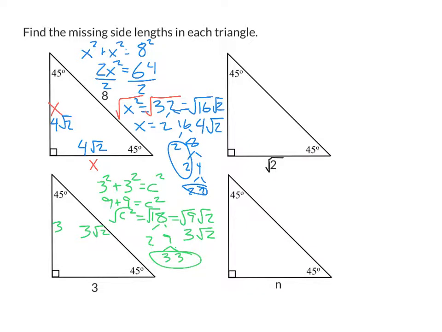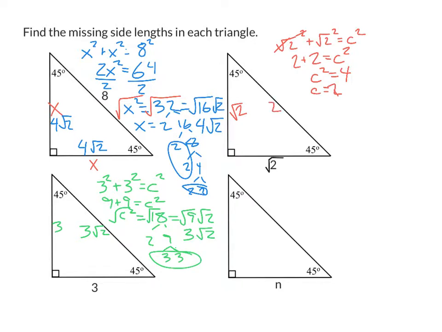How about at the top right? If this leg is already square root of 2, that means this leg is square root of 2. So let's go through our Pythagorean theorem. Square root of 2 squared plus square root of 2 squared equals c squared. Square roots and squares are opposite. They cancel. So I'm left with 2 plus another 2 equals c squared, which means c squared is 4, which means the c we're looking for must be 2.